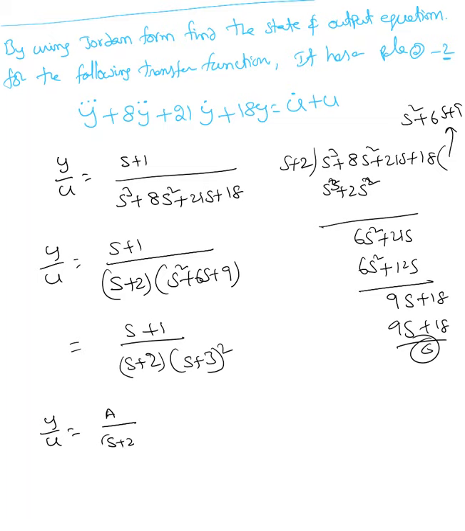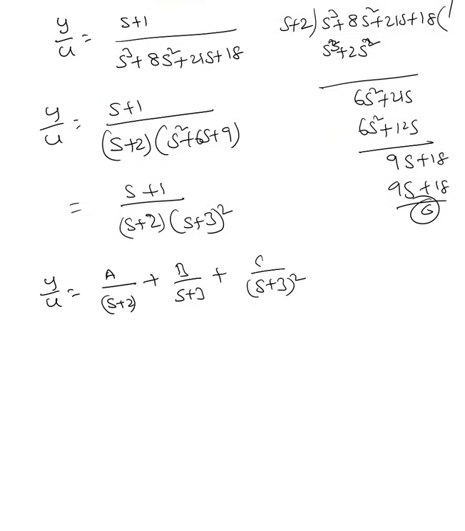Now y by u equal to, I'm going to divide this into 3 individual parts: A over s plus 2 plus b over s plus 3 plus c over s plus 3 whole square. If you have a repeated pole, you can only find that repeated pole term by using substitution method, and you can find other terms where there is no repeated pole by using substitution method, but the constant b we cannot find by using substitution.